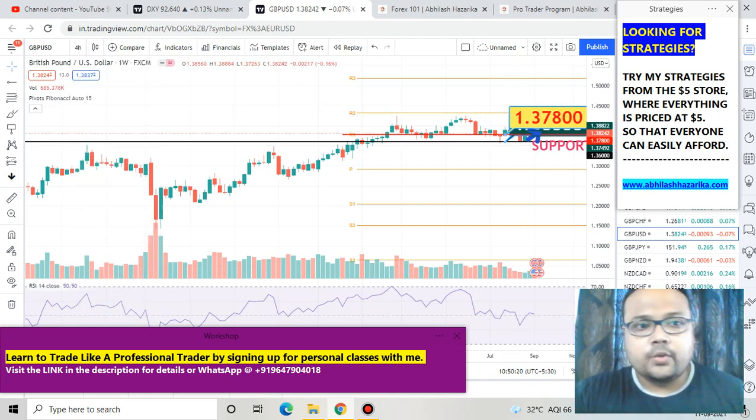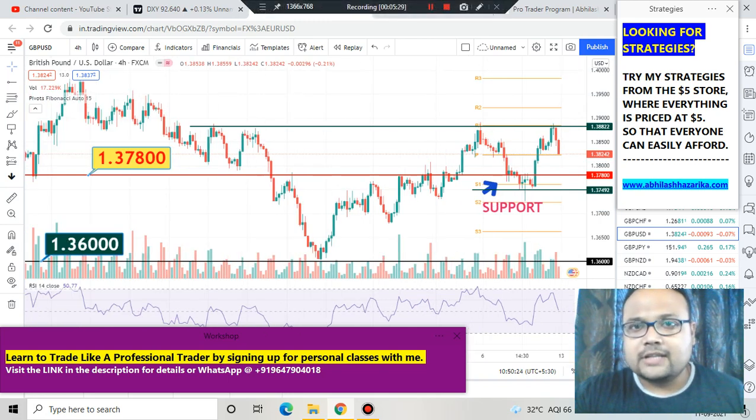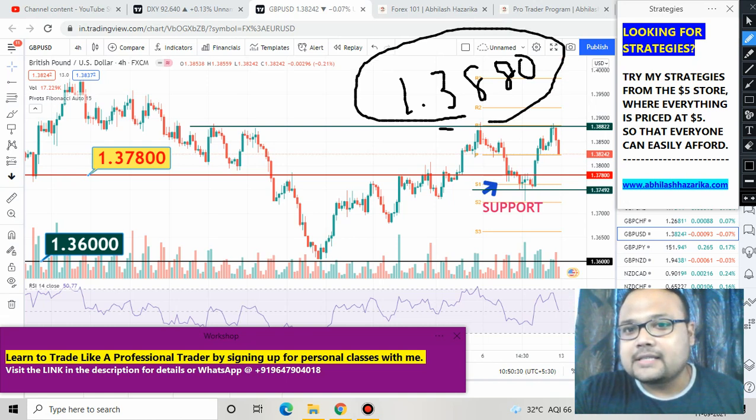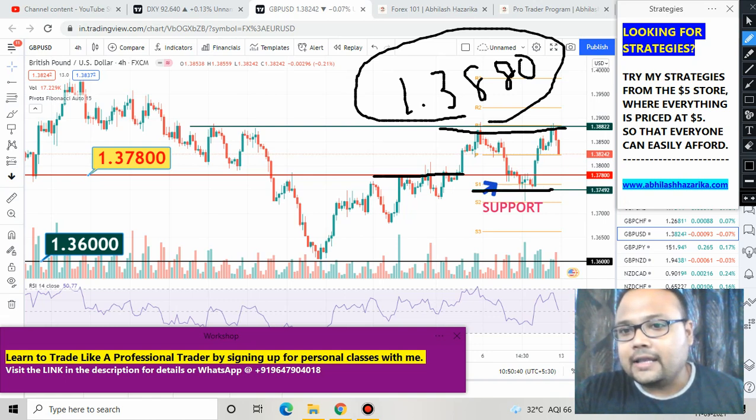Okay. So we have a resistance at the top at, what was the level? 1.3880. This is the important resistance for the market. This line at the top is the resistance, and this is the support for the market from the weekly chart. Okay, and apart from this, we can see that I have also drawn another line here.